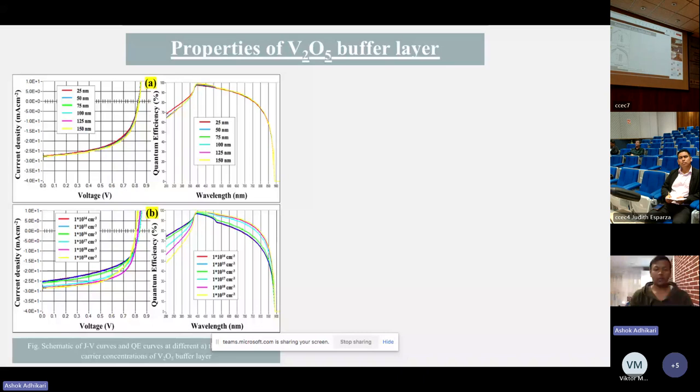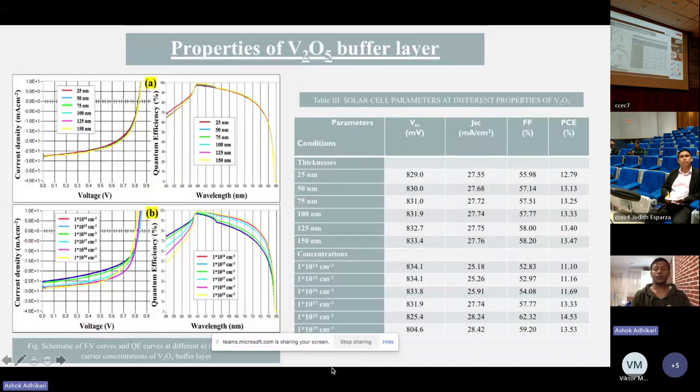Next, we check the properties of the B2O5 buffer layer. Since the buffer layer should be very thin in order to pass the photons and also reduce the series resistance, these two directly impact efficiency. Decreasing photon absorption can impact the short circuit current and open circuit voltage, and increasing series resistance directly impacts the fill factor, which decreases the fill factor value. As a result, the efficiency will decrease.